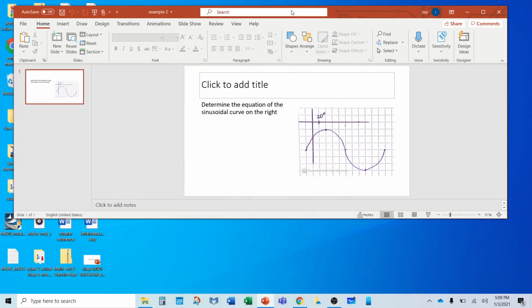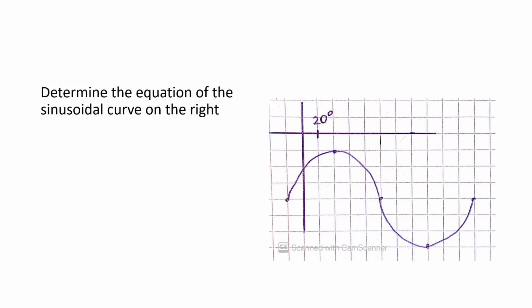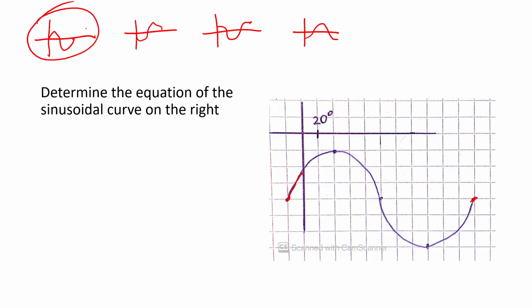In this example, we're going to determine the equation of a sinusoidal curve shown below. The first thing we have to do is determine whether we're going to use positive sine x or negative sine x or positive cos x or negative cos x as our parent function. Since this curve begins on the axis of symmetry and ends on the axis of symmetry and goes up to start, we're going to say that this is a positive sine x curve. So our parent function here is going to be y equals sine x.